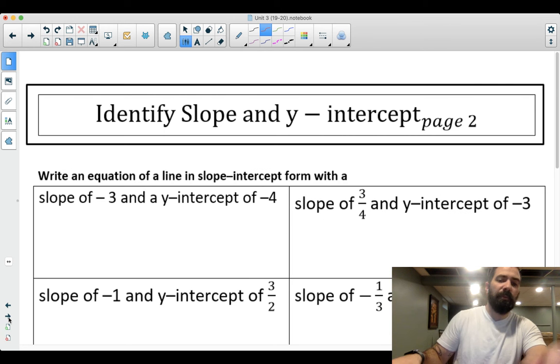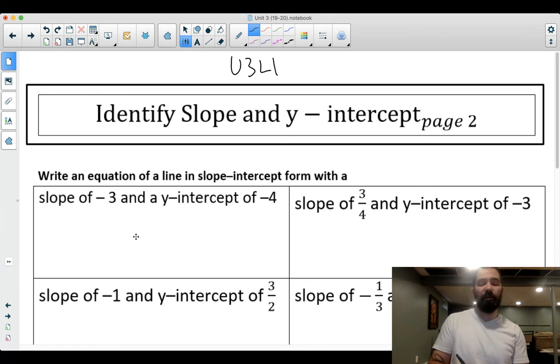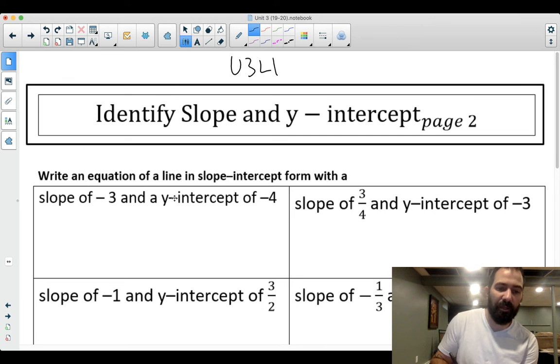All right, welcome back. Part 2 of our video, Unit 1, Unit 3, Lesson 1. Still identifying slope and y-intercept. Now we're going to take the slope and the y-intercept and write an equation.